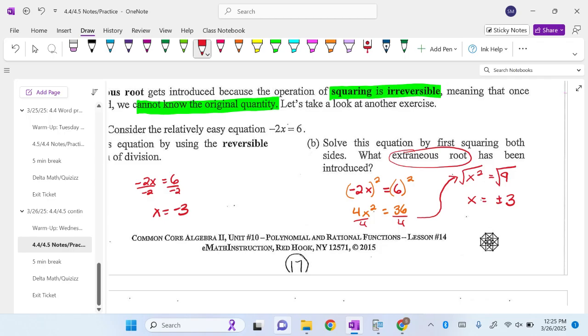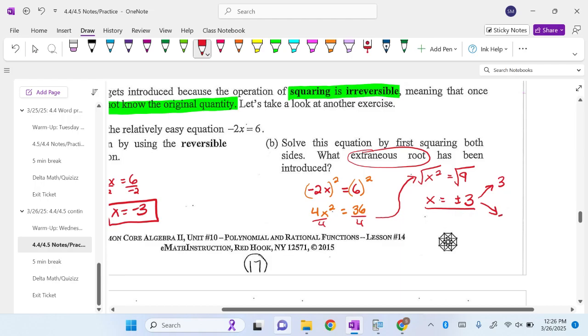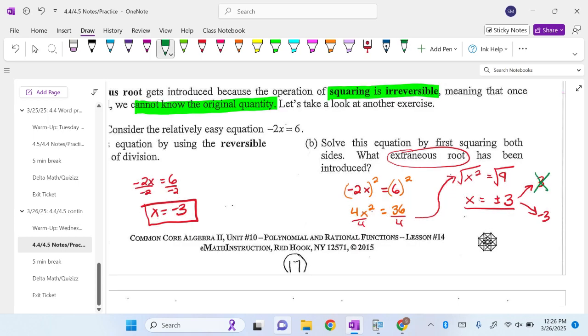So what is the extraneous solution here? This is what we want originally. This is what we got using a different method. So what's the extraneous solution? What's the one that we can reject? Not the plus or minus, but if I break apart the plus or minus, so I have positive 3 and negative 3 for x, which one can I reject? The positive 3, because I want my answer to equal negative 3. So 3 is extraneous.